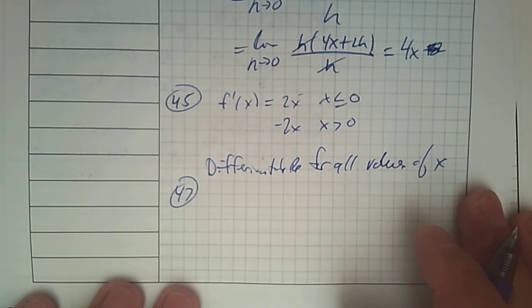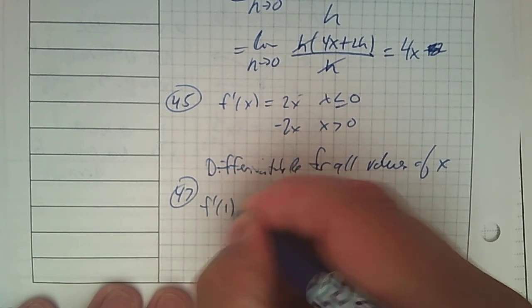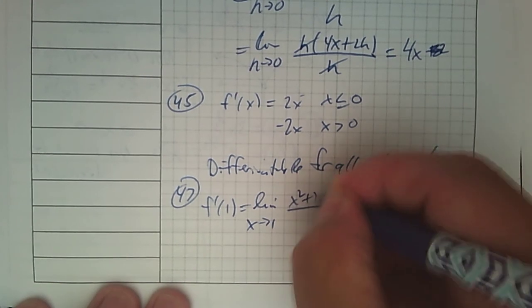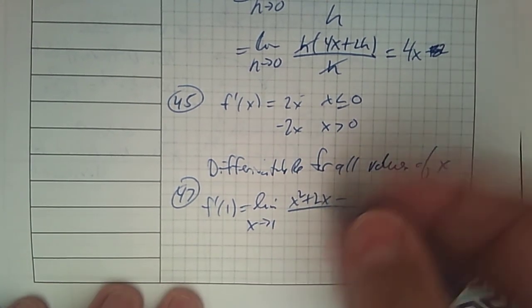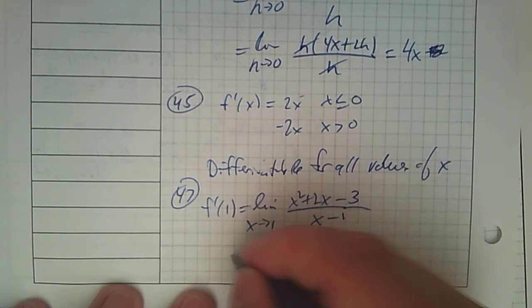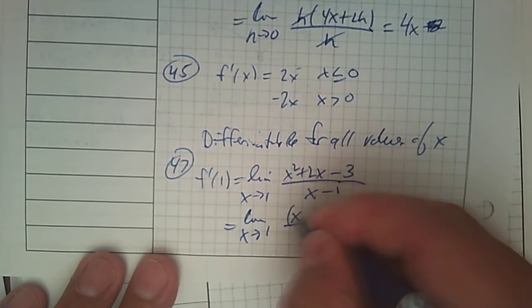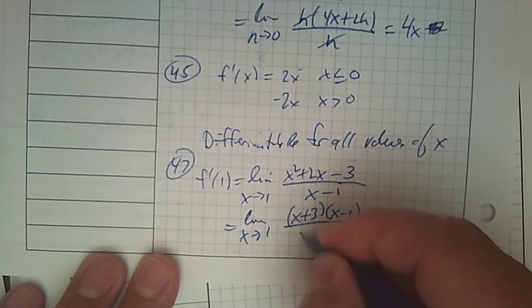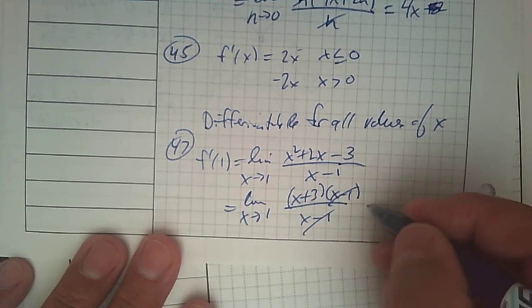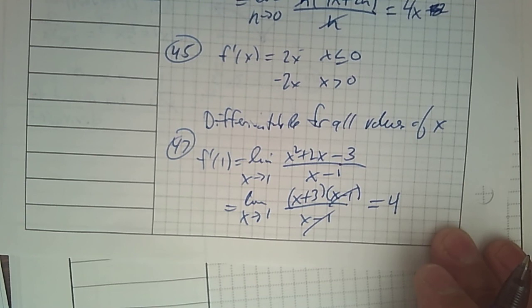47, using the alternate definition to find the derivative at 1. So to find the derivative at 1, it's now the limit as x approaches 1. The numerator is f at x, which is x squared plus 2x. Subtract, plug in 1. 1 plus 2, that's 3. And that's over x minus 1. The limit as x approaches 1, we take the factor of the numerator. That's plus 3 and minus 1. The two numbers that multiply to negative 3 and add to 2. Notice the x subtract 1 divides out. Plug in 1 now, and the derivative at 1 is equal to 4.